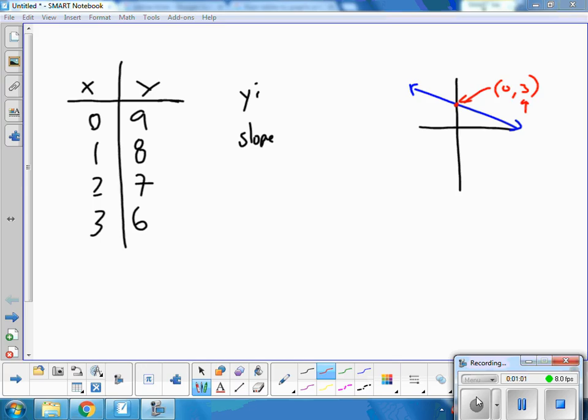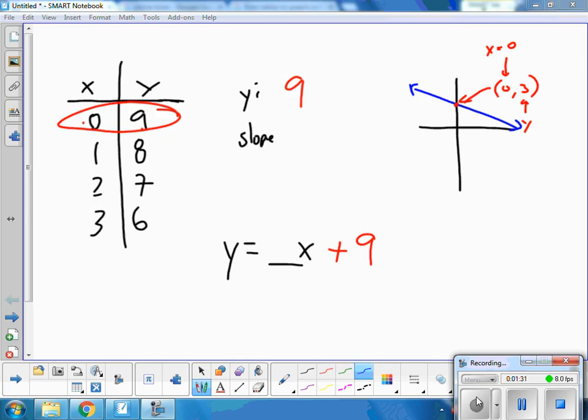So I'm looking for a spot where x equals 0. So in my table, wherever x equals 0, my y-intercept is going to be whatever y is. So when I look at this table here, I can see that when x equals 0, y equals 9, that indeed is my y-intercept, which is the first part of what I need for my equation. So my equation right now is y equals something x, and my y-intercept I already know is plus 9. So the second thing I'm looking for is my slope, which is going to become my coefficient.